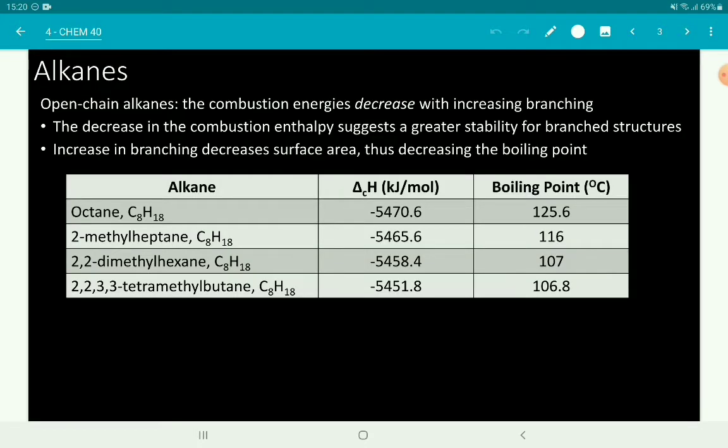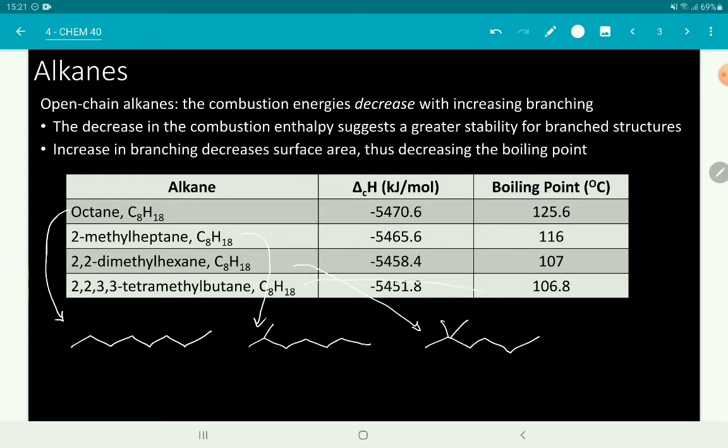So, for alkanes, there are open-chain alkanes and cyclic alkanes. So, for open-chain alkanes, the combustion energies decrease with increasing branching. So, ano ibig sabihin nun? So, we have octane. So, kapag octane, 1, 2, 3, 4, 5, 6, 7, 8. Yun yung octane. We have 2-methyl heptane. 1, 2, 3, 4, 5, 6, 7. So, 2-methyl heptane. Okay. So, meron din tayong 2,2-dimethylhexane. Nandito naman siya. 1, 2, 3, 4, 5, 6.